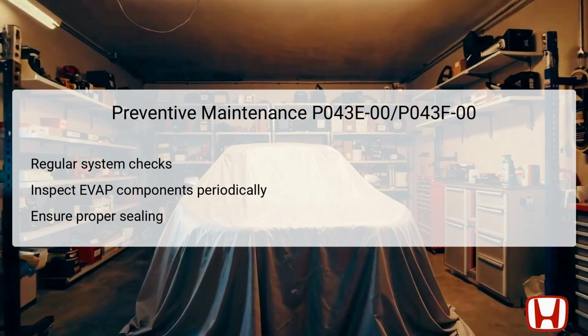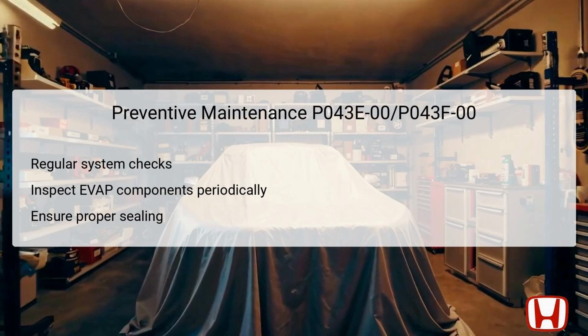To prevent reoccurrence of DTC P043E-00 and P043F-00, regular preventive maintenance of the evap system and its components is of utmost importance. It is recommended to perform regular system checks and inspections of critical components such as the drain tube, canister one-way valve, and any associated connections.